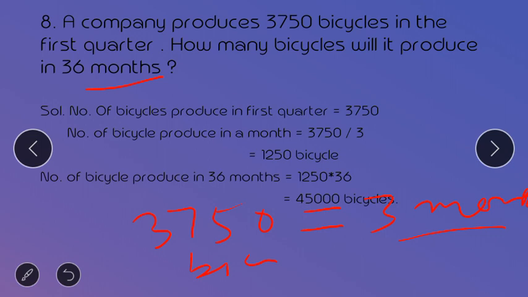For knowing that, you have to first find out how many bicycles the company is producing in 1 month. If it is producing this much in 3 months, how many will it produce in 1 month? Here we are not adding, we are going back. Since 3 months is more than 1 month, you have to find out for 1 month, so we are subtracting here. For that you have to divide 3,750 by 3. So how will you divide it?